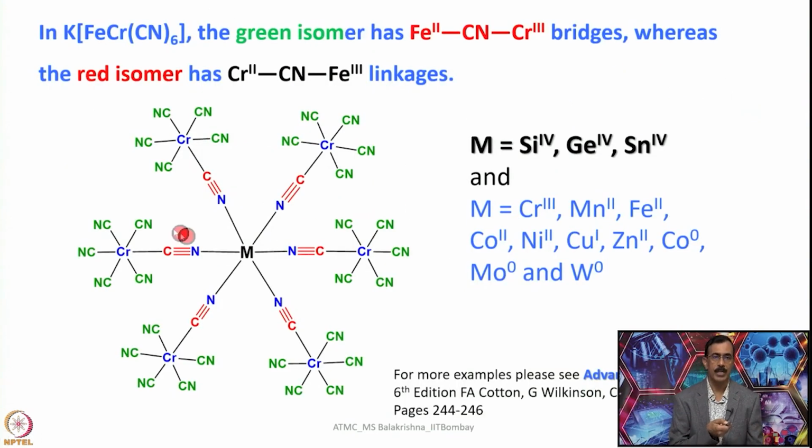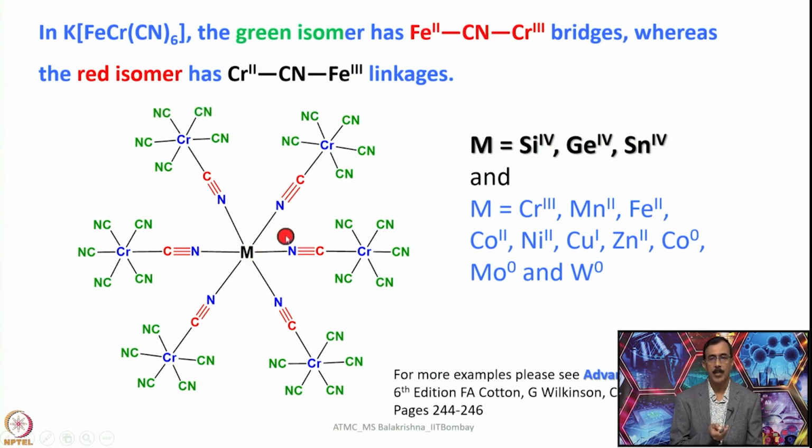Another interesting compound is there, where cyanide acts as a terminal as well as a bridging ligand. For example, you see here KFeCr(CN)6, the green isomer, that means it exists in 2 isomeric forms. The green isomer has iron 2 bound to carbon of cyanide and chromium 3 binding to N, whereas in the case of the red isomer the opposite is true, chromium 2 binds to carbon and then iron 3 binds to nitrogen linkages. One such isomer I have shown here. Of course, you should be able to tell which isomer it is, whether it is the green isomer or red isomer, from this information.